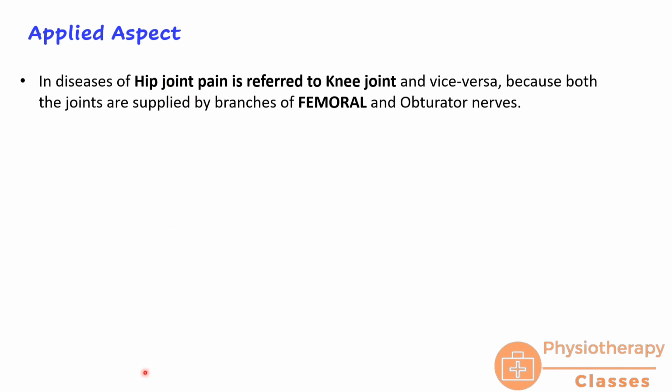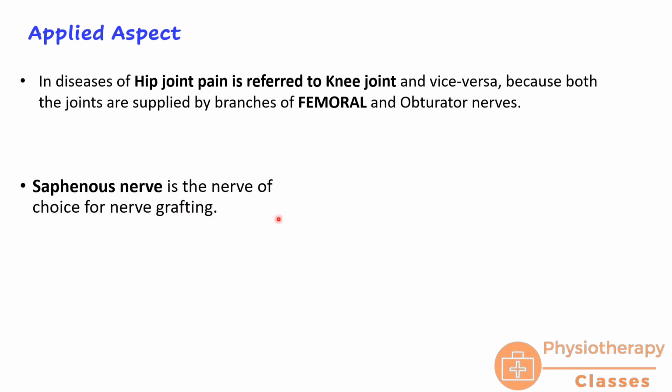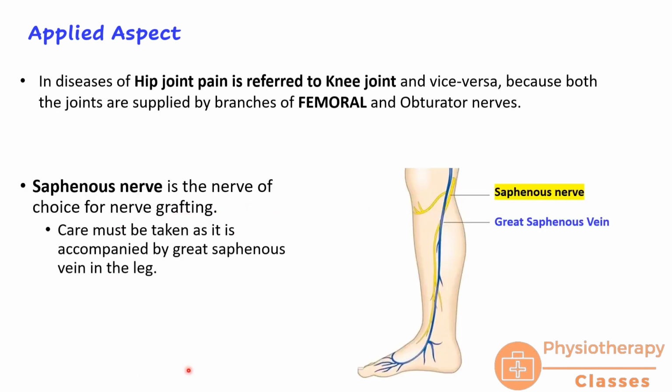Then saphenous nerve, this is the nerve of choice for nerve grafting. We have seen it is quite superficial here in the leg and it is long also, but care has to be taken because it is accompanied by great saphenous vein in the leg. They are in quite close approximation, and especially at this point where they cross each other. So that care must be taken. That's all.